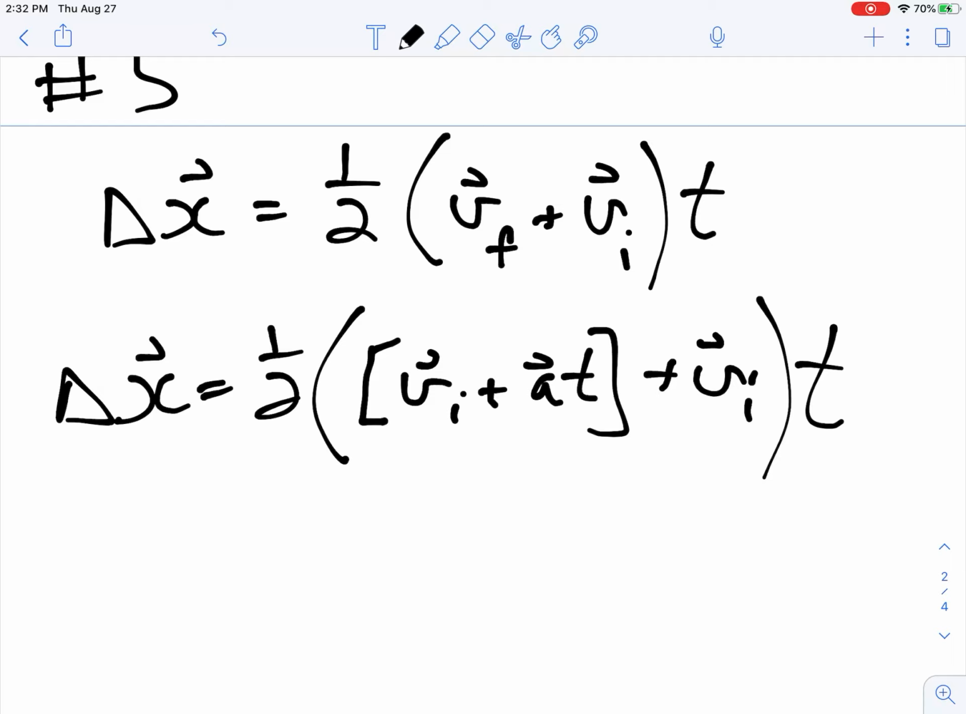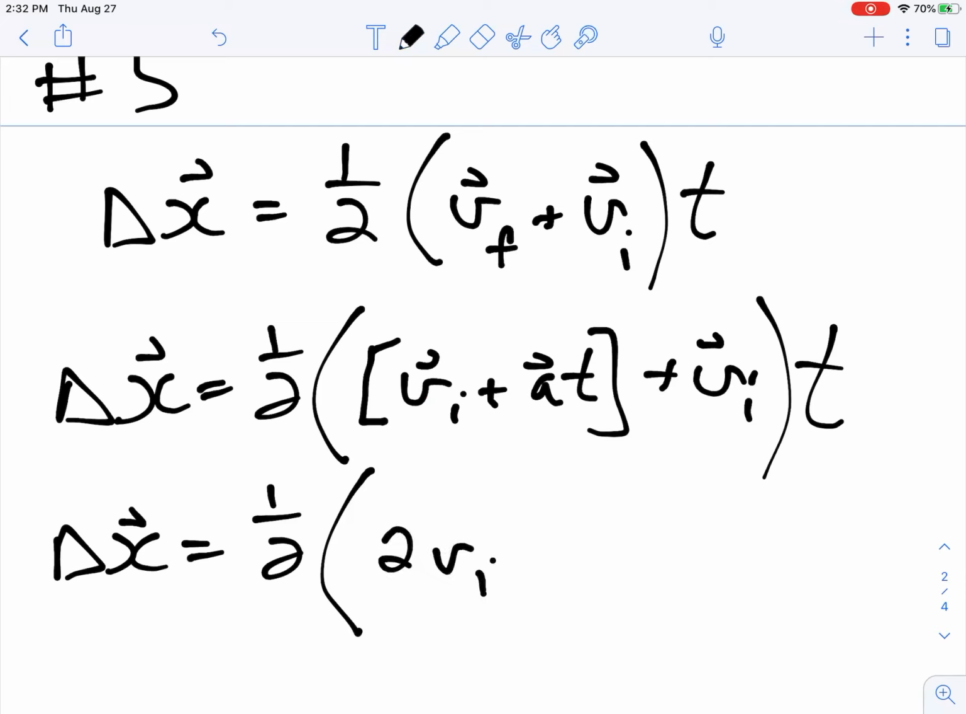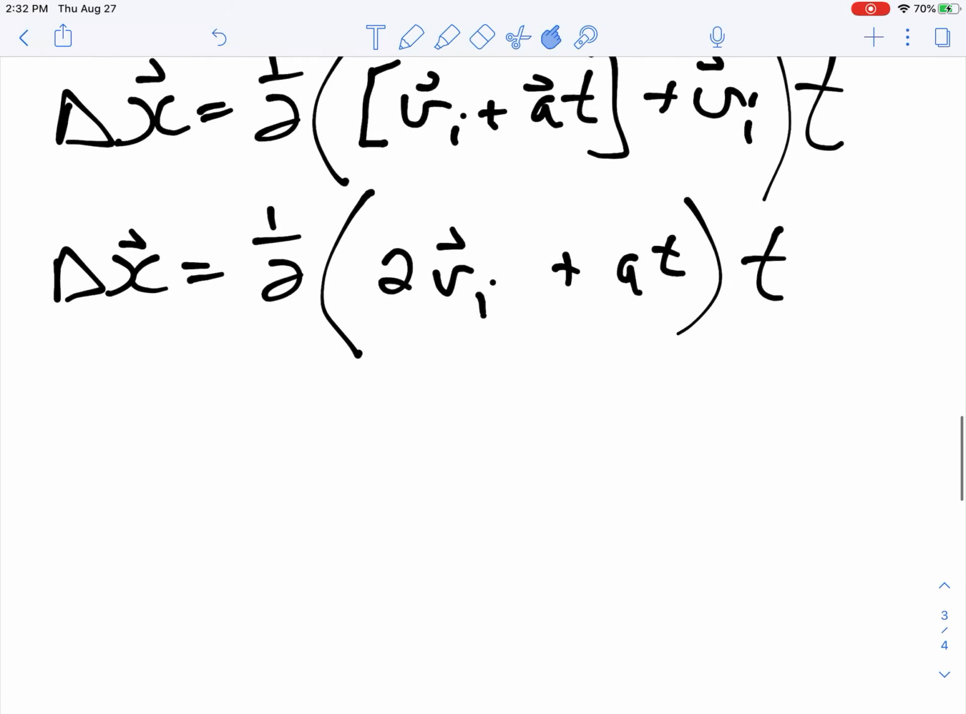Well, let's do a little bit of work on this. For example, let's look inside that parentheses, I guess, is the way to do it. So 1/2, we have a V initial plus a V initial, so that's going to give us 2V initial. That leaves us with our AT. So it's going to be plus AT times T.